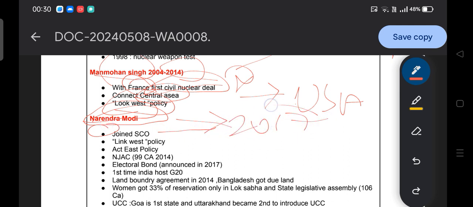Okay, in 2017 India joined the SCO. Then the Link West policy, which we have discussed: Look East, Look West, and Link West. Then the Act East policy.